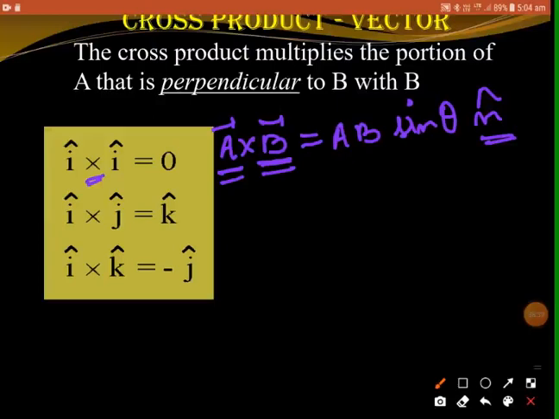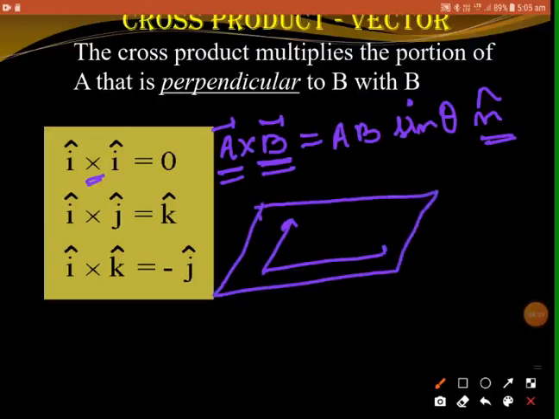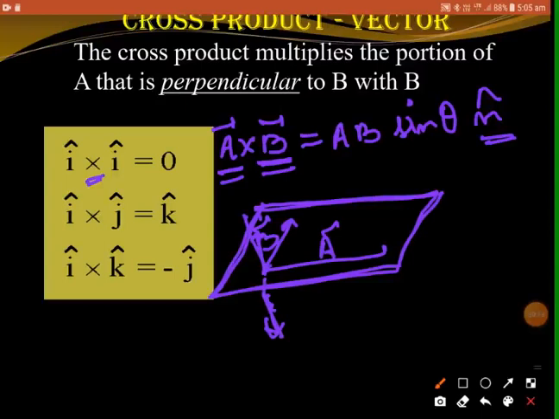Got it? Suppose a vector is here and b vector is here like this, then the plane containing these two vectors will be this plane. Onto this plane a also lies, b also lies, then your n cap will be a unit vector perpendicular to this plane. So it may be perpendicular outward, or it may also be perpendicular downward like this. Perpendicular means perpendicular to the plane, so either upward or downward. So which direction, we need to know.